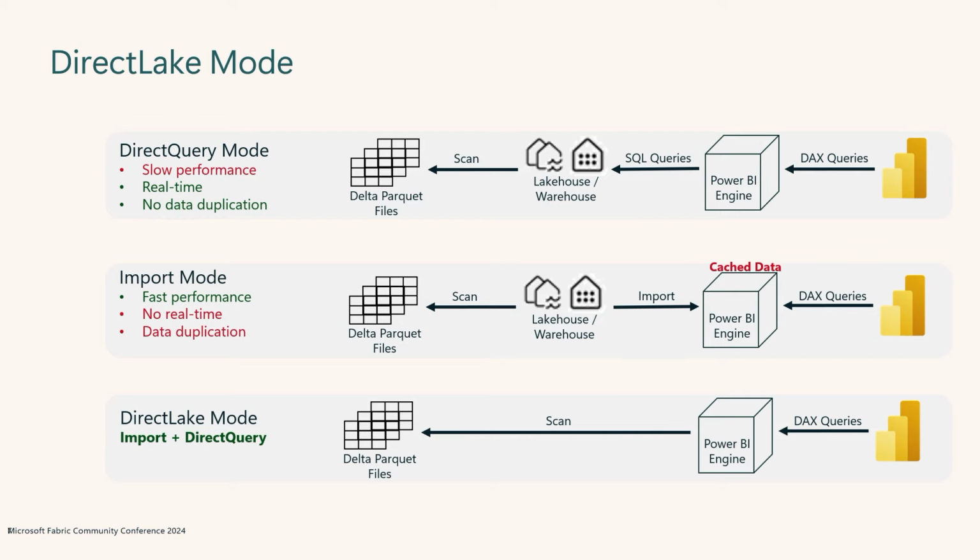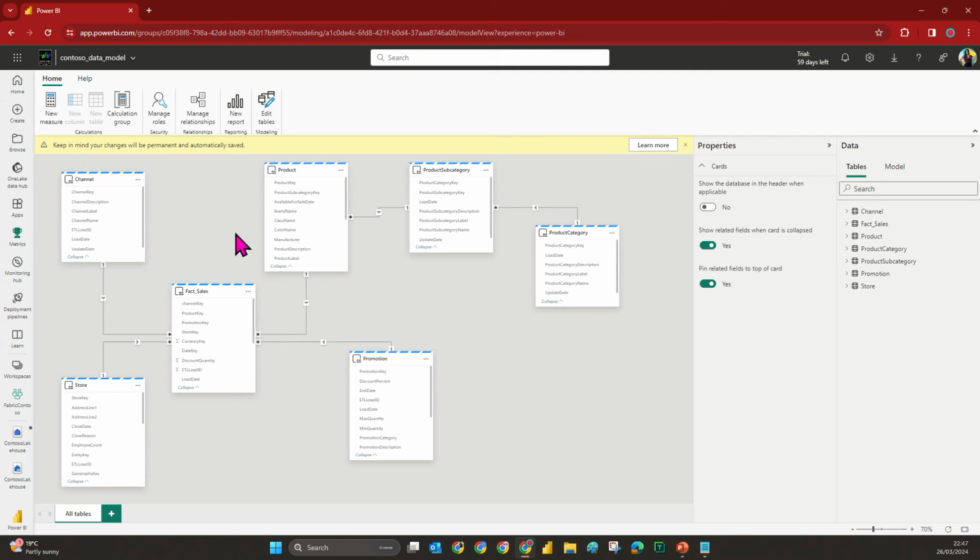Now, if I switch back to my screen again, yeah, so that's the data model we have got. And if we hover over it, we can see all of these tables show storage mode is Direct Lake, because this data is read directly from my OneLake. There's nothing intermediate in between. That's why it is supposed to be performant and faster when compared to import or DirectQuery mode.